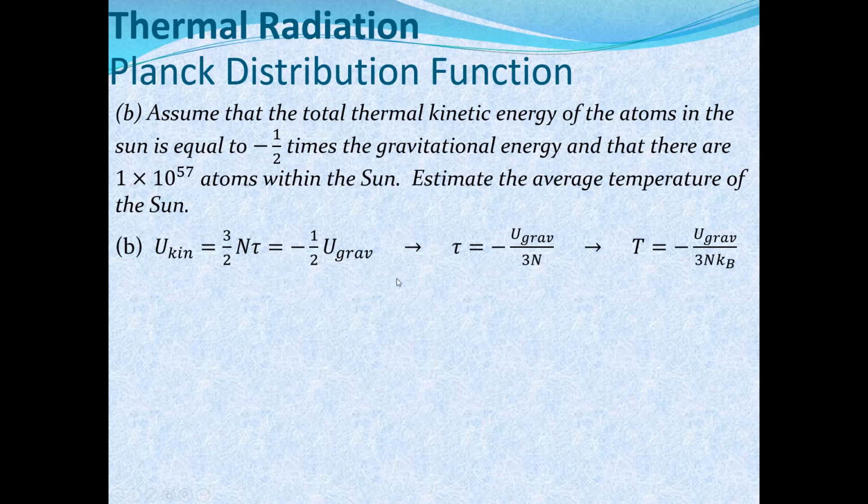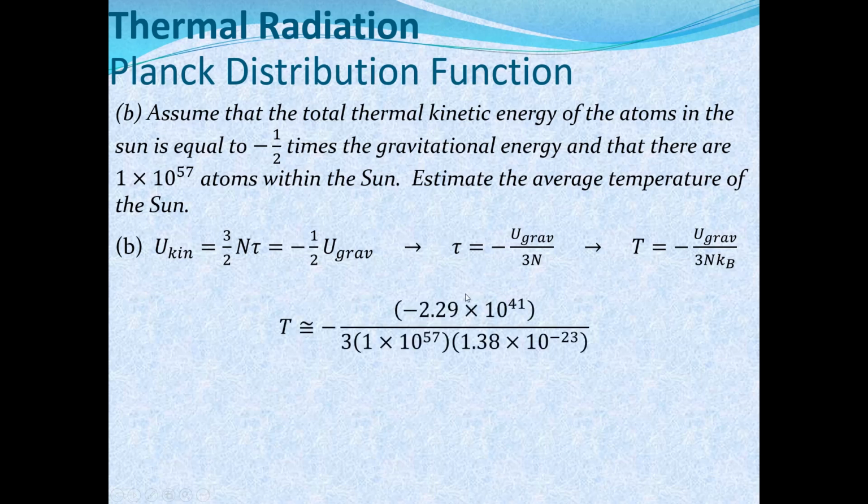So what we're going to do is use this equation. We know that the kinetic energy is equal to 3/2 N tau, and we know that that's going to be equal to half of the gravitational. So we can move this, solve for tau, and replace the tau, because they want an actual temperature. We're going to replace that with T by throwing in the Boltzmann constant, like right there. And then we just plug the numbers in and chug out our answer, and we get this 5.5 times 10 to the 6 Kelvin.